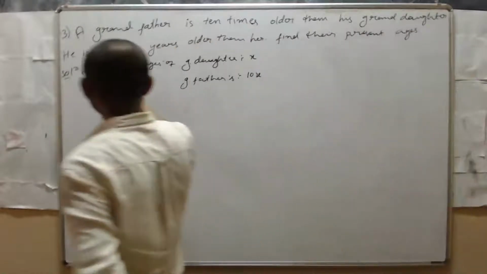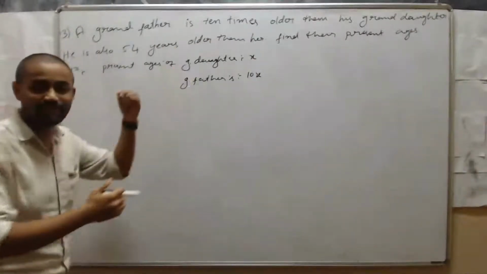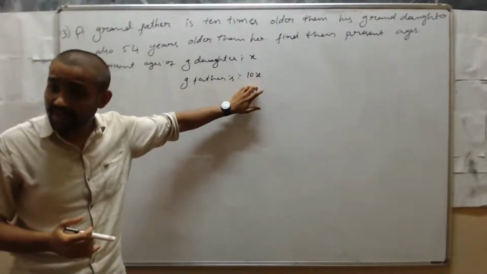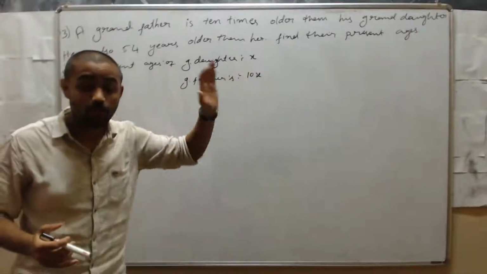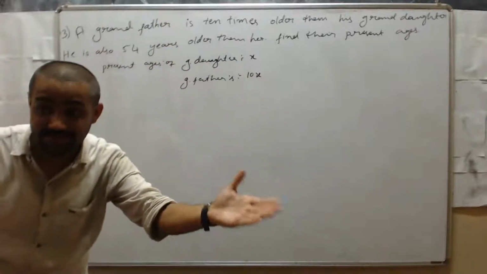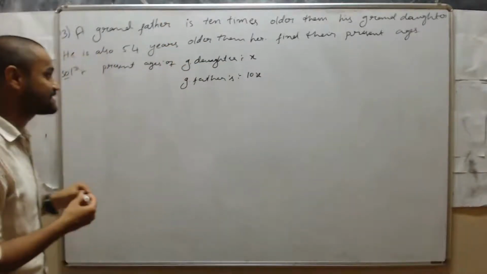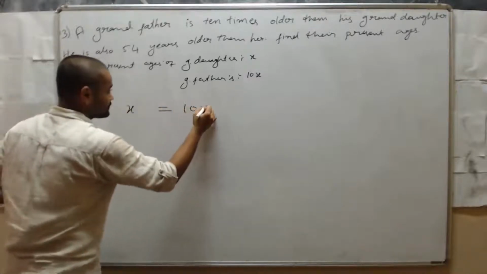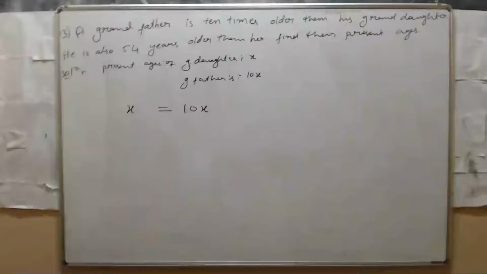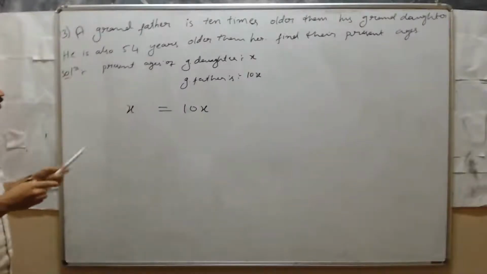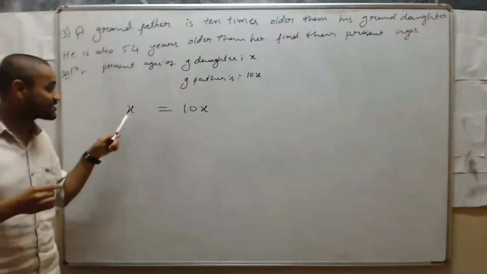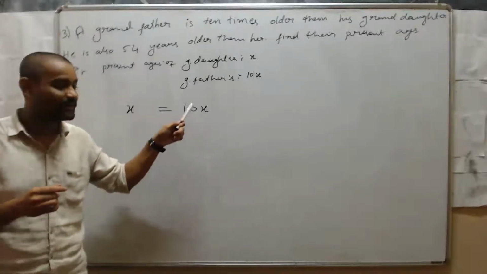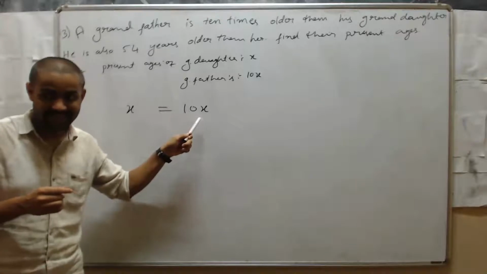See, let the present age of the granddaughter be x and the grandfather's be 10x. Why have I taken 10x here? Because he is 10 times older than his granddaughter. See here, I will write the equation x is equal to 10x. Okay, students? x is the present age of the granddaughter and 10x will be the present age of the grandfather. Is it, students?